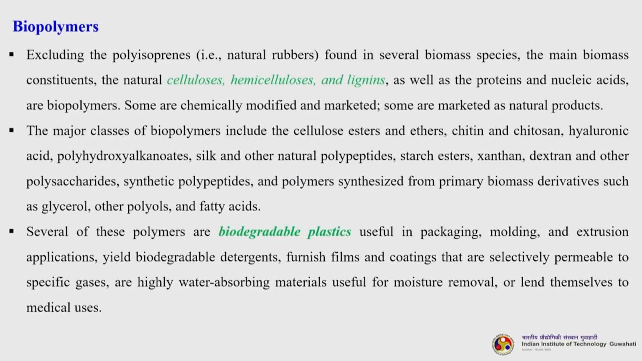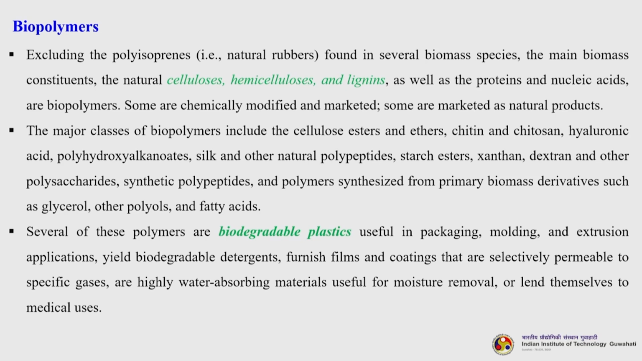Now, we will talk about biopolymers. Excluding the polyisoprenes, that is the natural rubbers found in several biomass species, the main biomass constituents, the natural cellulose, hemicellulose and lignins, as well as the proteins and nucleic acids, are biopolymers. Some are chemically modified and marketed, some are marketed as natural products.